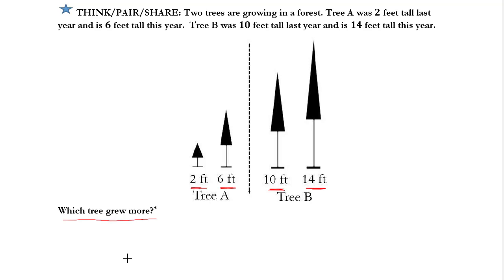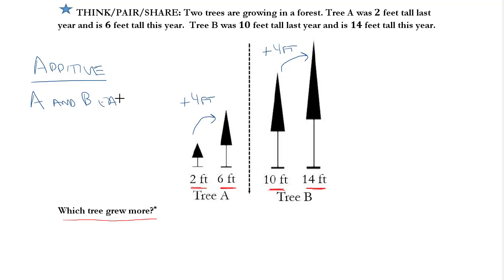Okay, and so there's really two ways of thinking about this. One way is to think about, well, how much did they grow? Well, tree A grew 4 feet, and tree B also grew 4 feet. One way that we can think about it, we can call this an additive model, because we're really just asking how much did each tree grow in absolute terms. Well, A and B each grew by 4 feet. So the question, which tree grew more? They grew the same amount, each grew by 4 feet.